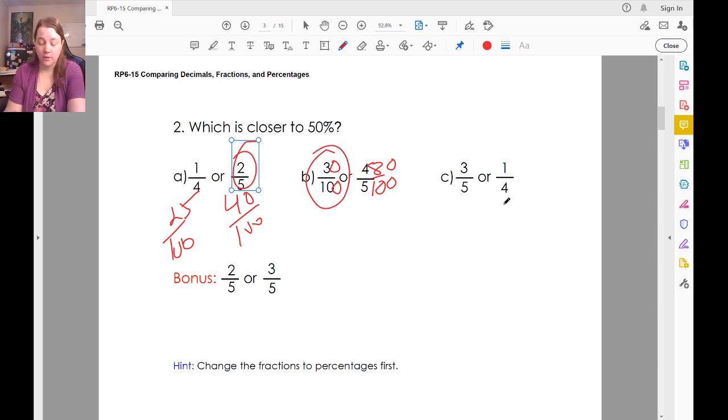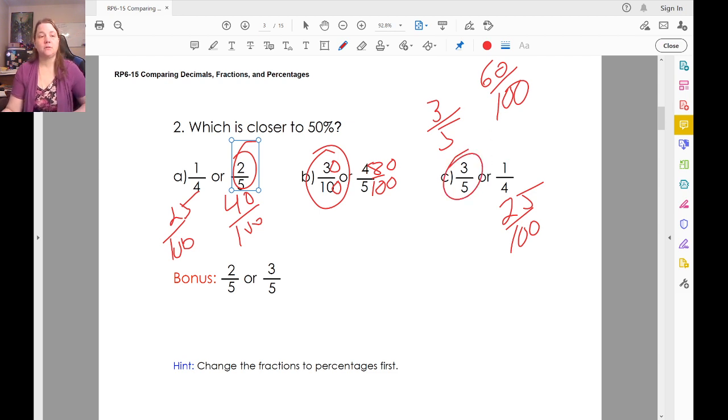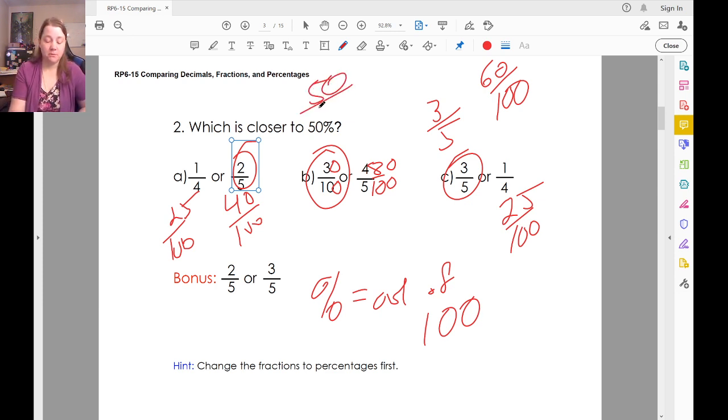3/5 or 1/4. We know that 1/4 is 25 cents on a dollar. 3/5 would be the same as, to put that over 100, 5 times 20 is 100. 3 times 20 is 60. 60 over 100 is closer than 25 over 100. Remember, percent means out of 100. So 50%, which I probably should have put at the beginning, is 50 out of 100.